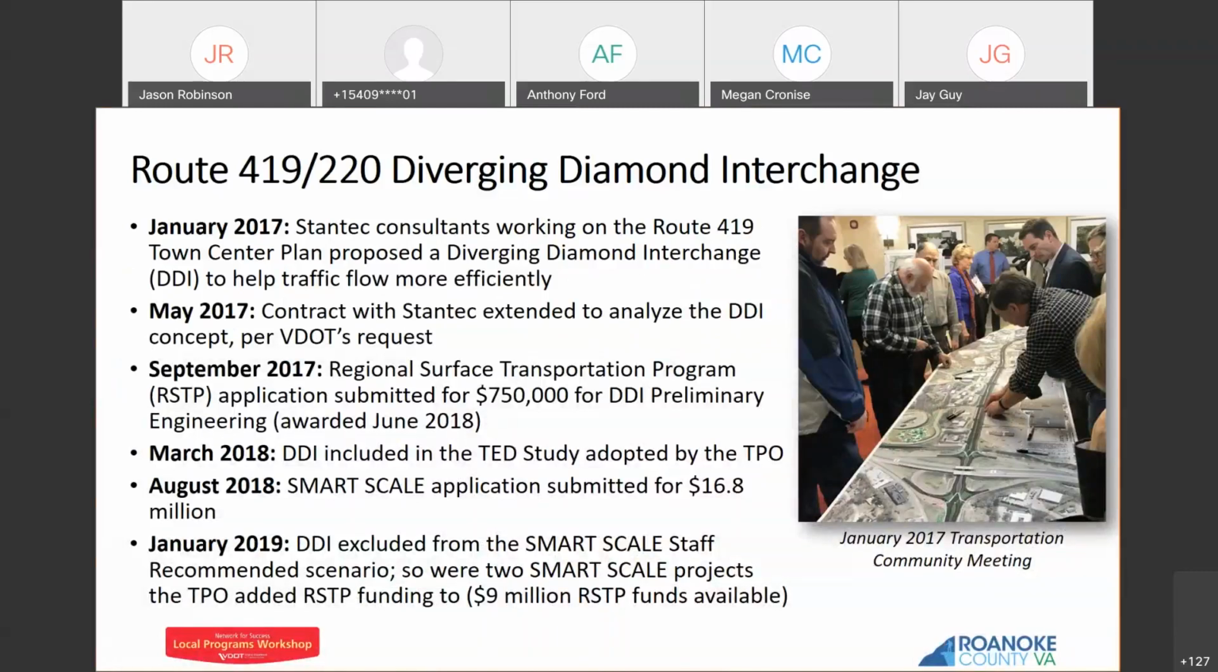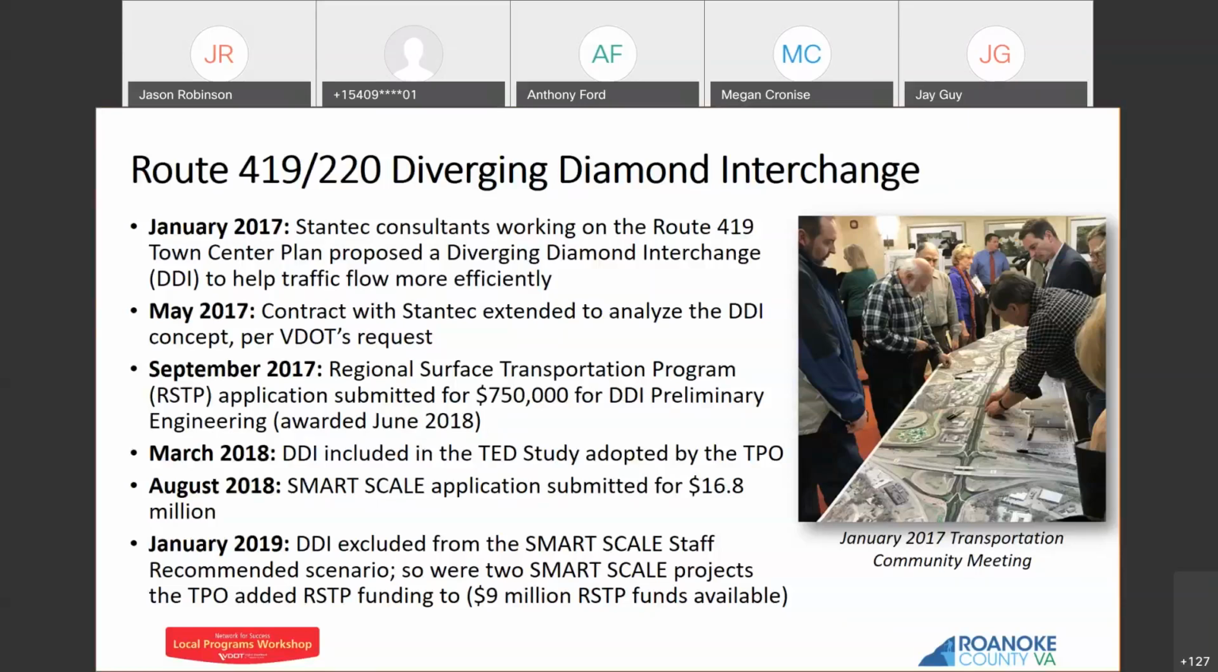So the story of the DDI began in January 2017. The county hired Stantec consultants to work on a Route 419 town center plan for this area of the county that proposed the diverging diamond interchange, DDI, to help traffic flow more efficiently. And you can see in the roll at the public meeting on the right, the DDI is in the bottom of that image. And this was our big transportation-focused public meeting for the 419 town center plan.